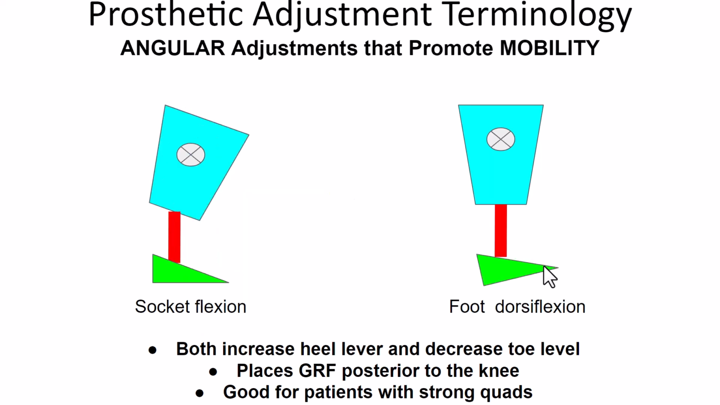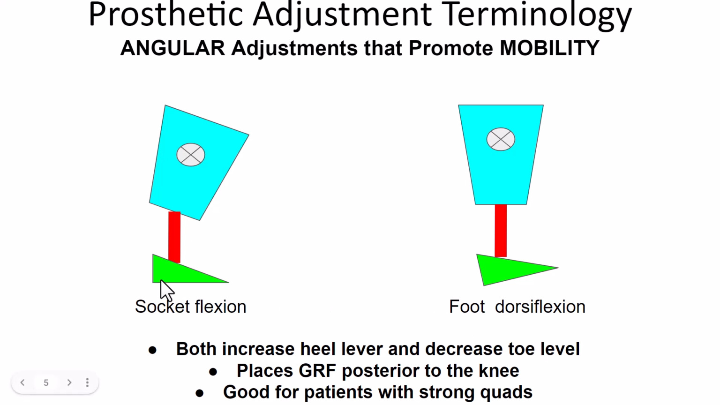Next, another angular adjustment, but this one is going to promote mobility or knee flexion. To promote knee flexion, you have the angular adjustment of socket flexion, and here you can see the socket is flexed forward. You can also have the angular adjustment of foot dorsiflexion, where here the foot is just brought up into dorsiflexion. Both are angular rotations. Both of these are going to increase the heel lever and decrease the toe lever.